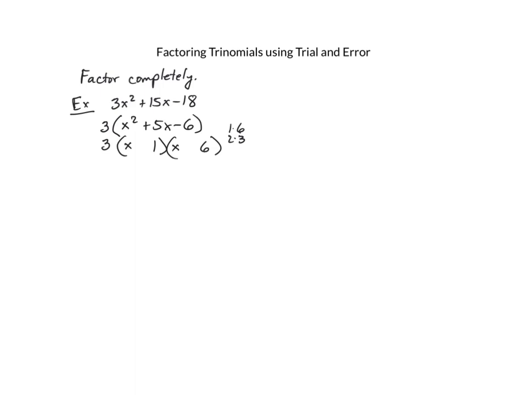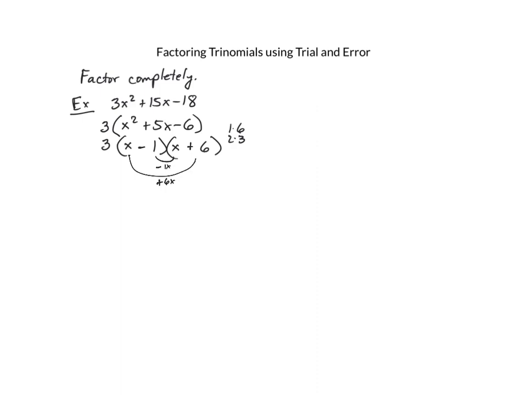Notice that this sign right here is negative, so that means I have 1 plus and 1 minus. Well, on the outside, I would have a negative 6x. On the inside, I have a 1x. And if I put a plus on the 6 and a minus on the 1, I will get the 5x that I need in the middle. And we have it factored.